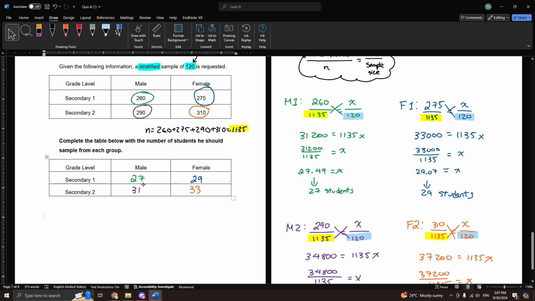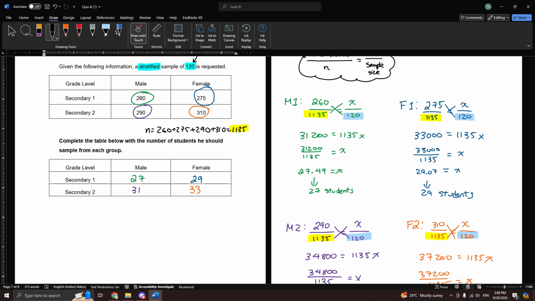So in my sample, I have 27 male Sec 1 students, 29 female Sec 1 students, 31 male Sec 2 students, and 33 female Sec 2 students. If I add them all up, they should give me 120. It might give you 119. It might give you 121 because, you know, there was some rounding. That's fine, okay? If you get somewhere close to 120, it's all good, okay? You probably didn't make a mistake. And you might get 120 exactly, even better. But if you got like 570, something's gone wrong, and you should go back and check your work, okay?